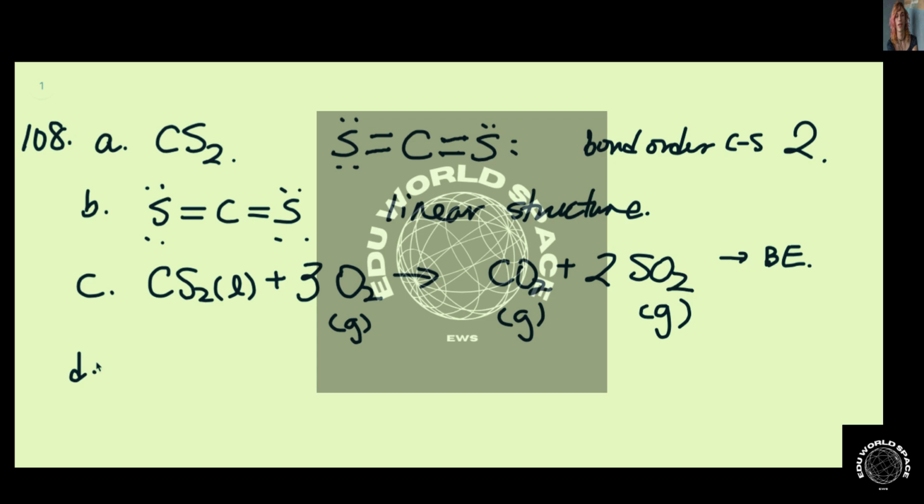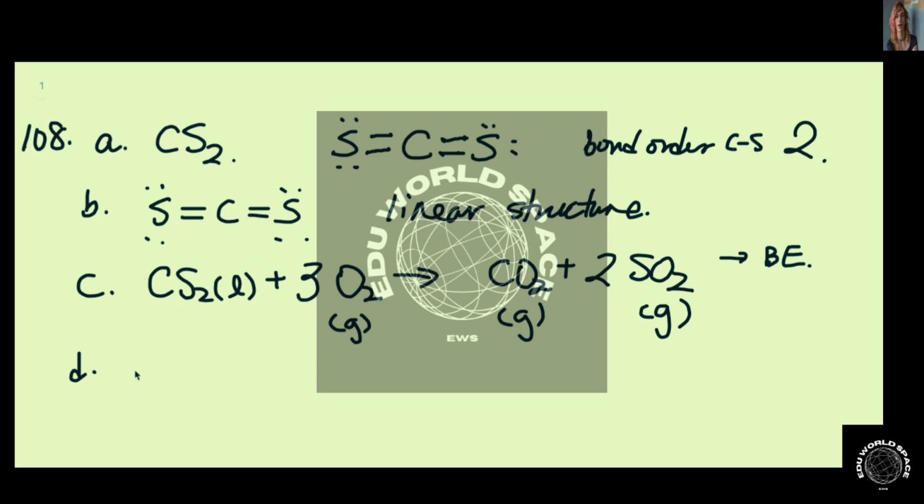Using the data in the table and in Appendix C, calculate delta H and delta G. So after the calculation, we also need to determine whether the reaction is endothermic or exothermic, and whether it's spontaneous or not.